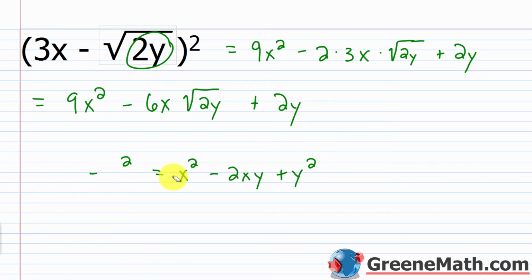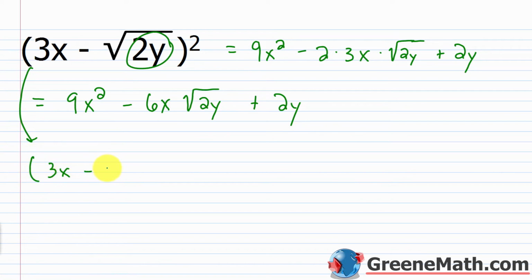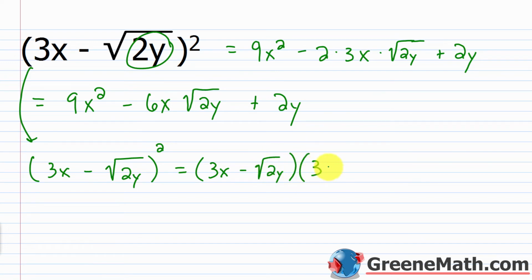So I would just erase this here and show you I get the same answer if I did it the long way. So remember, I need to expand this if I want to do it the long way. I would say this is 3x minus the square root of 2y. And then if this is squared, I would say this is 3x minus the square root of 2y times, again, 3x minus the square root of 2y. So the first terms, 3x times 3x would be 9x squared. The outer, 3x times negative square root of 2y, negative 3x times the square root of 2y.